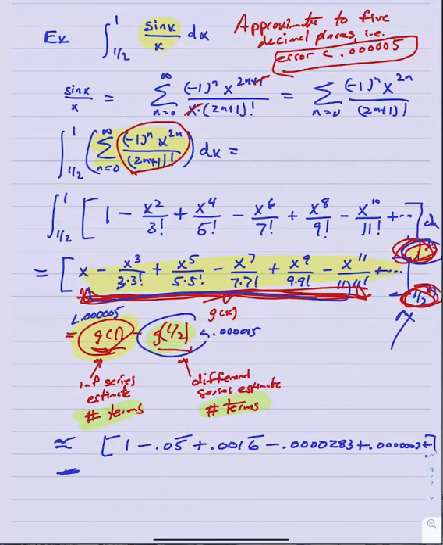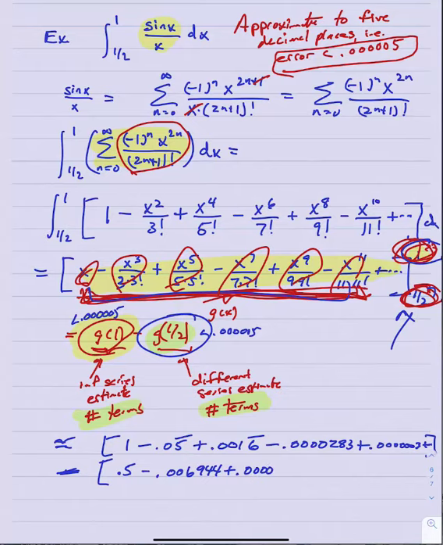minus, now I'm going to plug in the 1 half, which means I'm going for that one. So if I plug 1 half into each of these, what I get is 0.5 minus 0.006944 plus 0.0000521 minus 0.000002 plus dot dot dot.